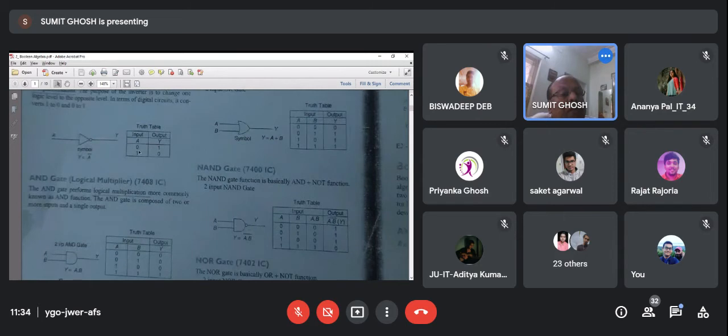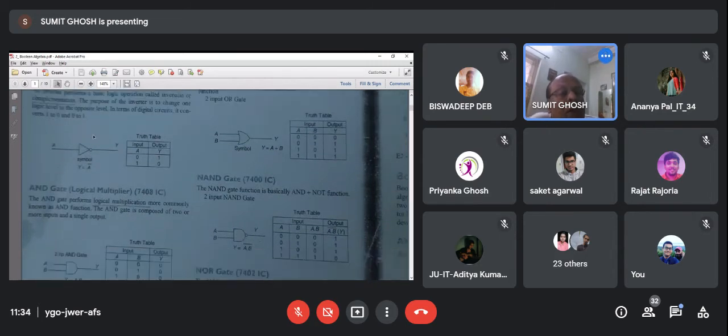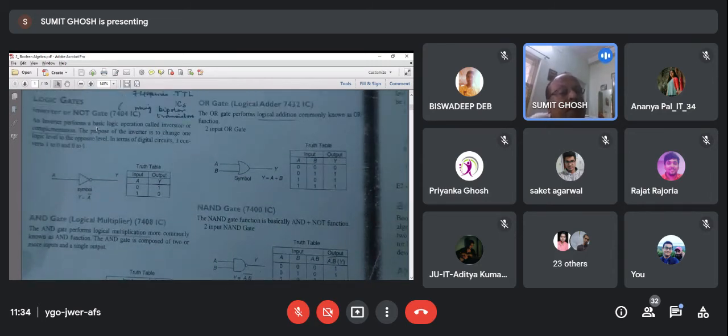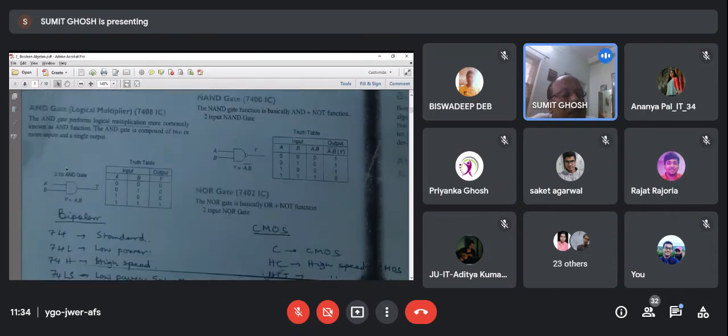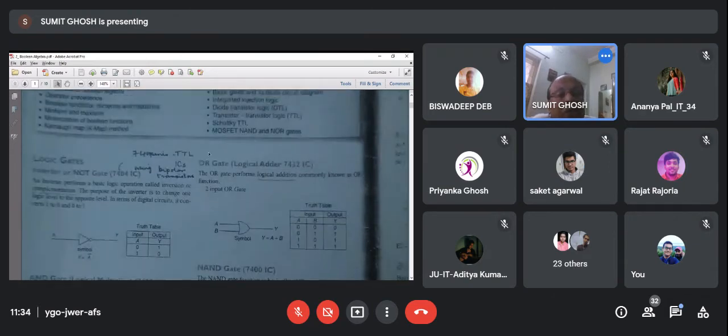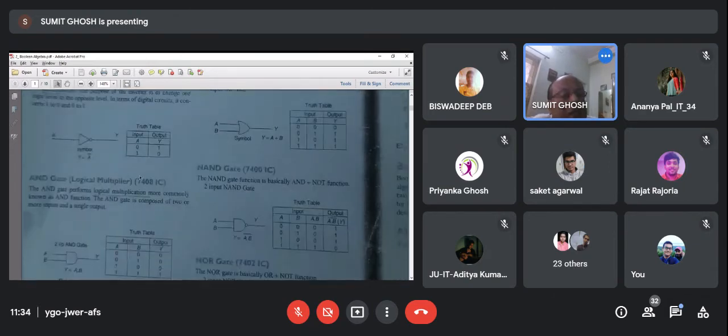Okay, next, these are the NOT. There are 3 basic gates or fundamental gates. One is NOT, another is AND, and third one is OR gate. Other gates are different. Now, what is AND gate? AND gate is called the logical multiplier, and the IC number is 7408.